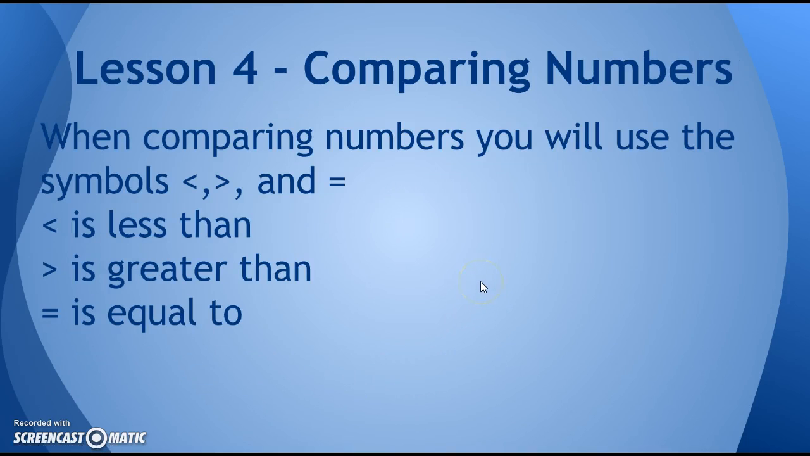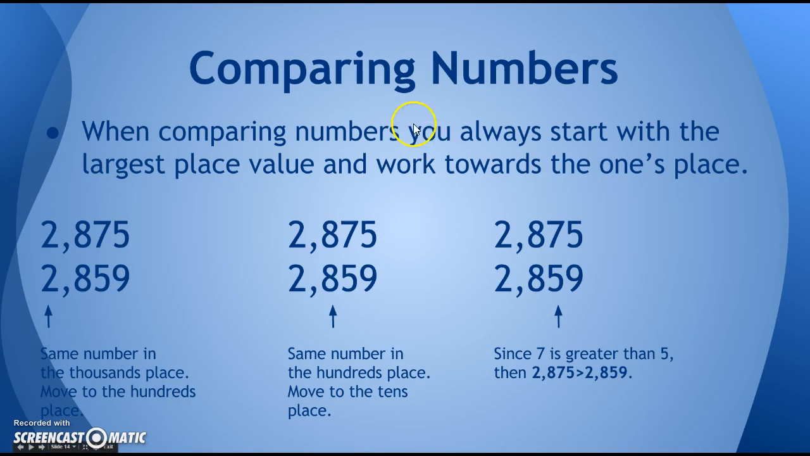Now we're going to look at comparing numbers. When we compare numbers, you will use the symbols less than, greater than, and equal. So the less than, the Pac-Man is opening to the right. In greater than, the Pac-Man opens to the left. And the equal sign signifies that both numbers are the same. So when we look at comparing two numbers, you always start with the largest place value and work towards the ones place. So we're going to compare two numbers here.